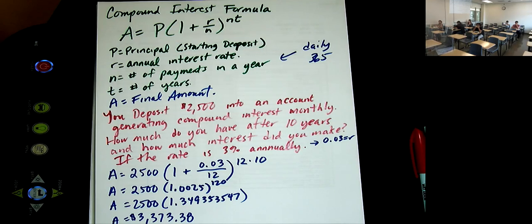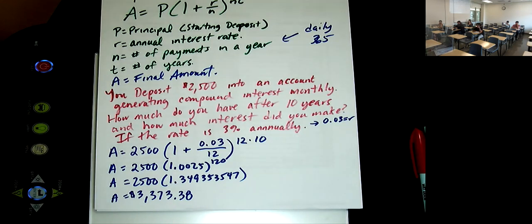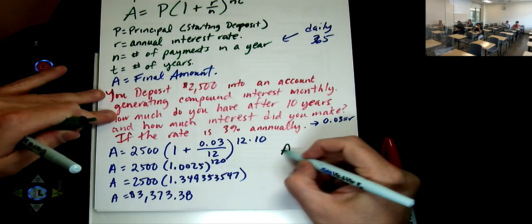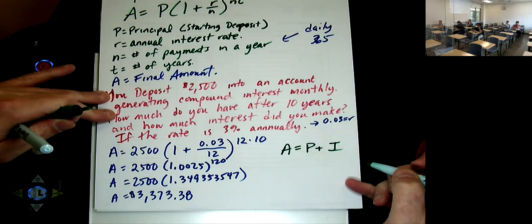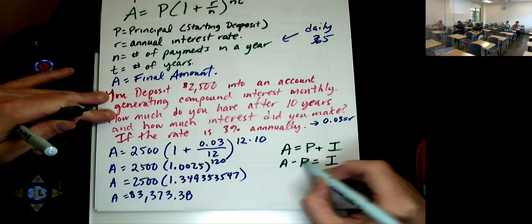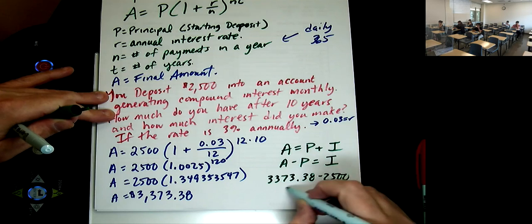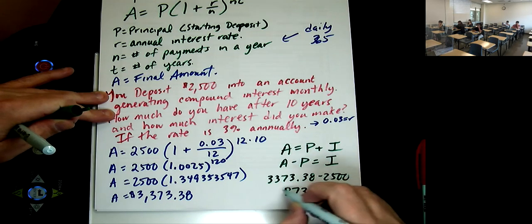And then how can I figure out how much interest I actually made? Like, what was my profit for doing this? A is really the principal plus the interest. Your total amount is the principal plus any money you made as interest. So interest is A minus P. So 3,373.38 minus 2,500 gives you 873.38 for I.